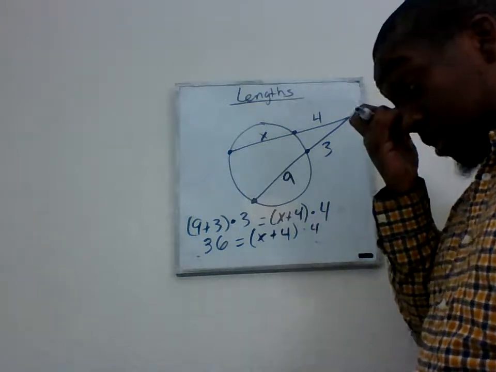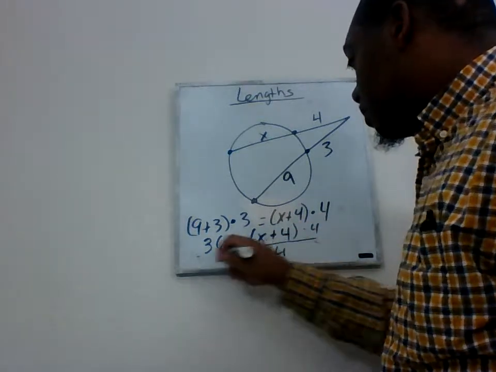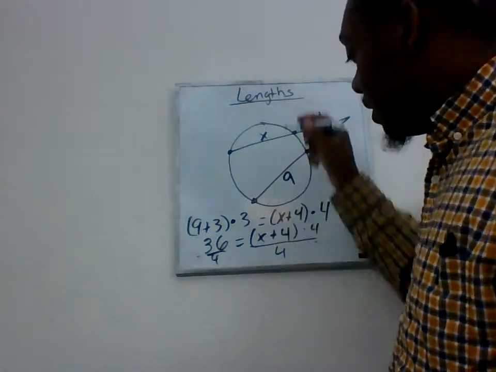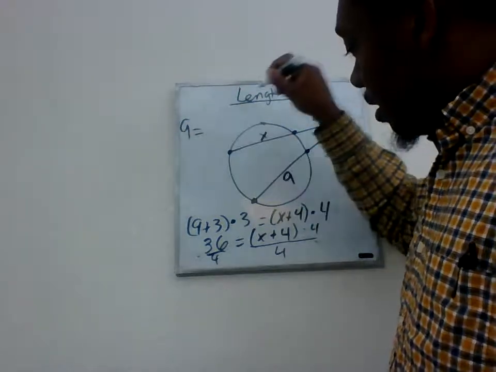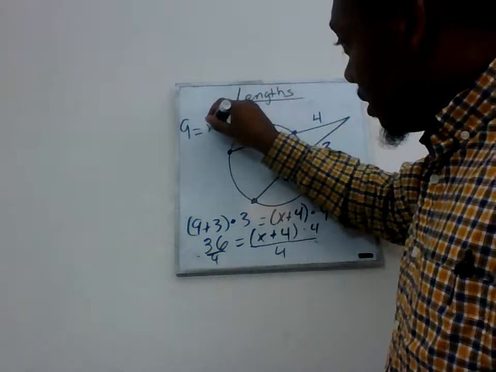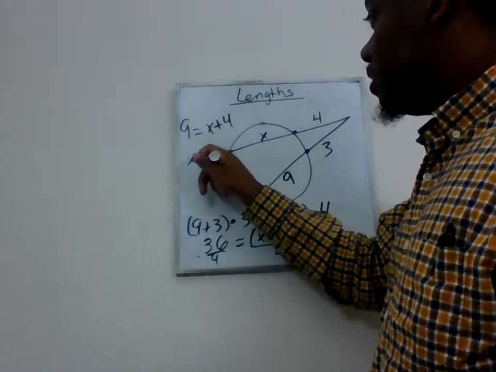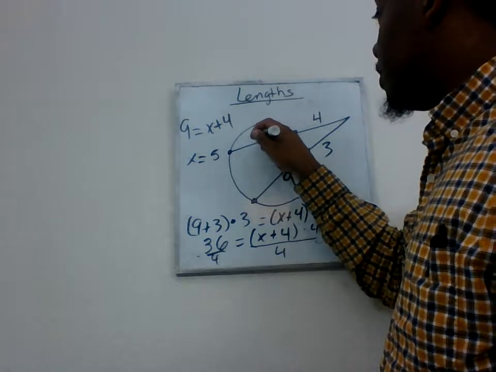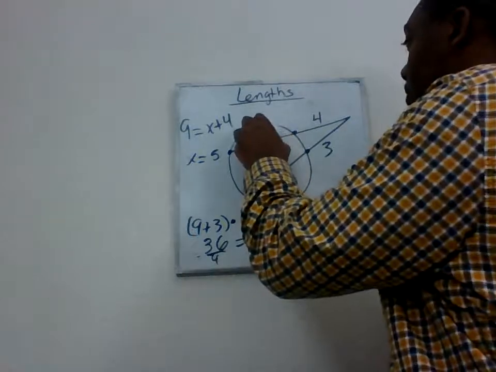Well, how would I get rid of the 4 here? I would divide both sides by 4. And so in this instance, I would get 9 equals x plus 4. Therefore, x would have to be 5. Okay, so x would be 5.